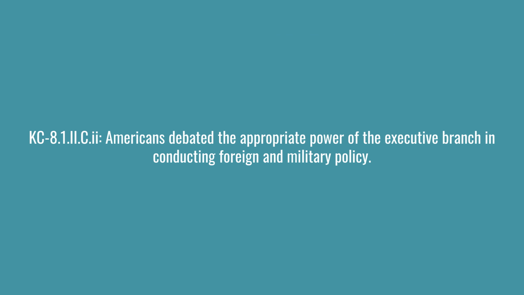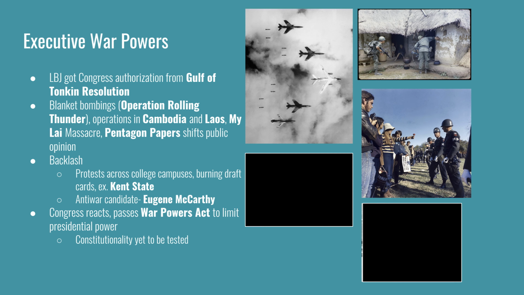The last key concept says Americans debated the appropriate power of the executive branch in conducting foreign and military policy. This is a result of the discontent from Americans on how the war was conducted. They weren't happy, so they started to wonder how much power the president should have in conducting the war. At the beginning of the escalation, LBJ got Congress authorization to send troops into Vietnam through a congressional resolution. The Gulf of Tonkin resolution was not a formal declaration of war, which gave the president greater power in moving troops without the need for a formal declaration.